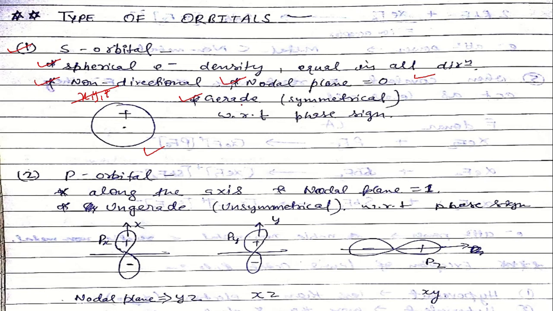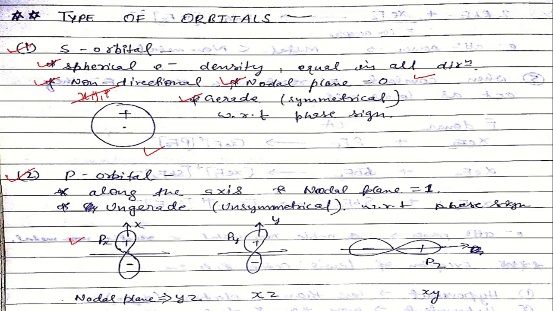Now it is zeroed with respect to phase sign. Zeroed means simply symmetrical with respect to phase sign. In the second, we have p orbital. P orbital is along the axis, and it has one nodal plane, and it is unzeroed or unsymmetrical with respect to phase sign. So this is the px orbital.